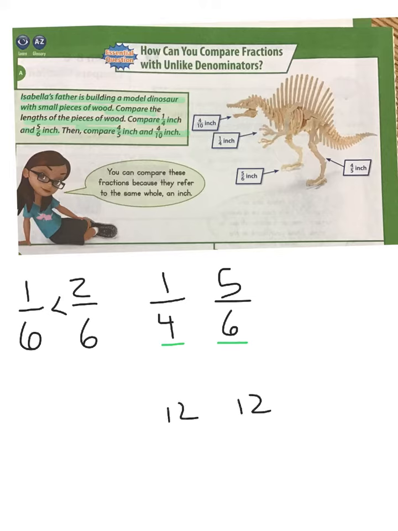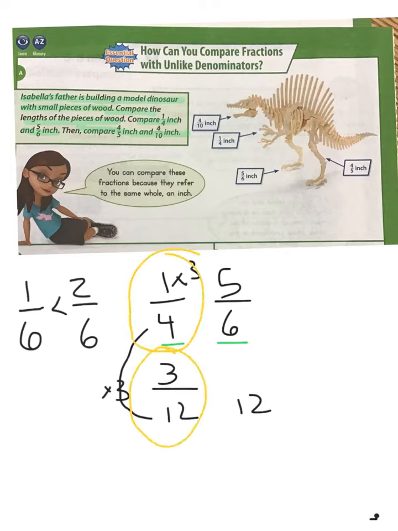And I have to think, how did I get from 4 to 12? Well, I multiplied by 3. And since I multiplied by 3, I'm going to multiply 1 by 3. And so my top number is going to be a 3. So I know now that 1/4 and 3/12 are equivalent fractions.